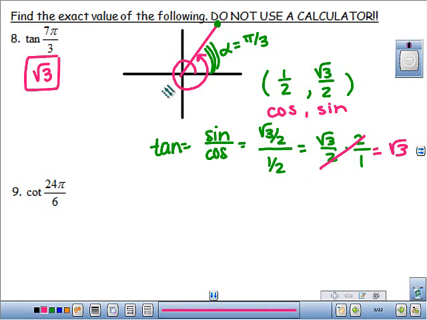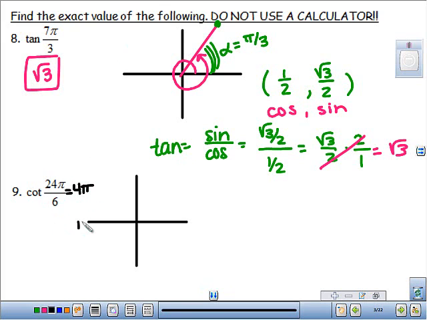For 9, draw your picture. Again, this is radians. This is an improper fraction because you can reduce this. This is not simplified, so I'm going to simplify this. 24 over 6 is 4, so this reduces to 4 pi. So I'm looking for cotangent at the angle 4 pi.